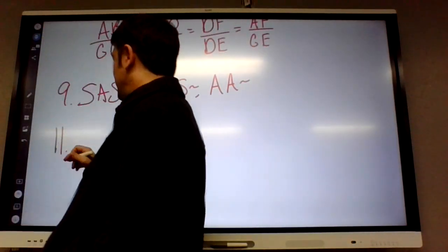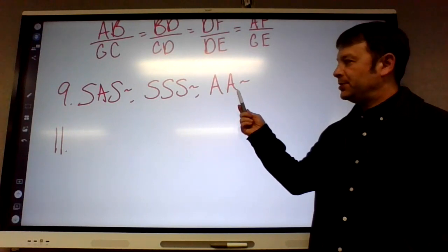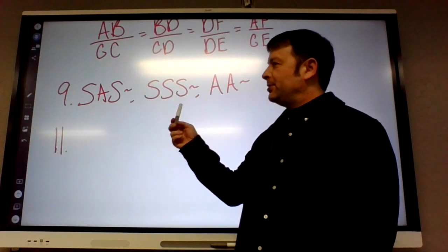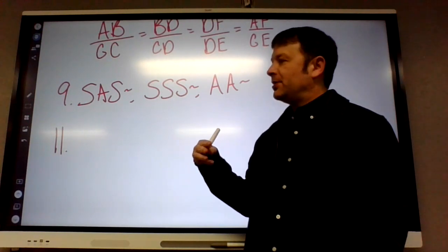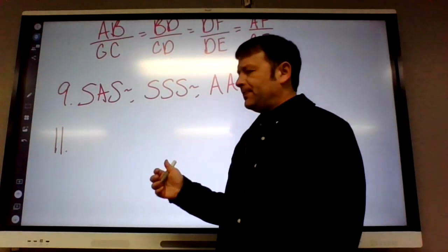When we say angle angle, we mean 2 pairs of angles are congruent in the 2 triangles. When we say side, side, side, we mean 3 pairs of sides are proportional to each other. The ratios of the sides are all the same.